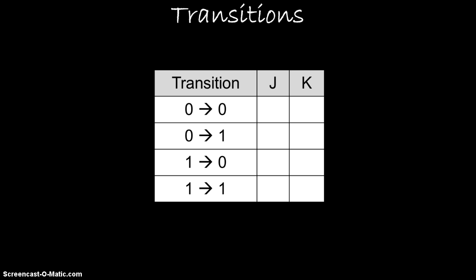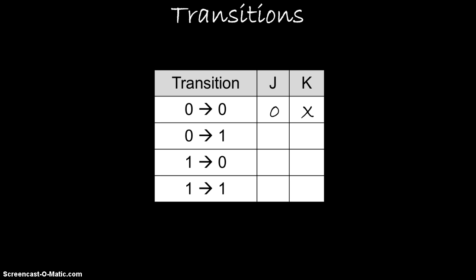This transitions table shows us each of the 4 possible transitions: 0 to 0, 0 to 1, 1 to 0, and 1 to 1. We figured out for the transition from 0 to 0 it could be either a reset or a hold, and that J had to be 0. We'll mark that on the table. J is 0, and K is a don't care.